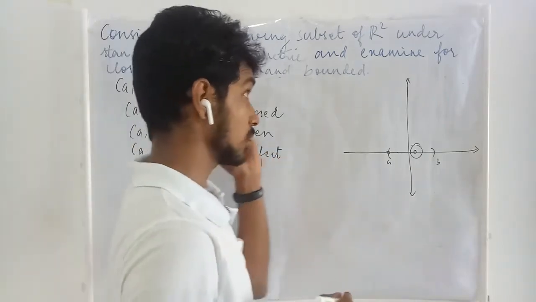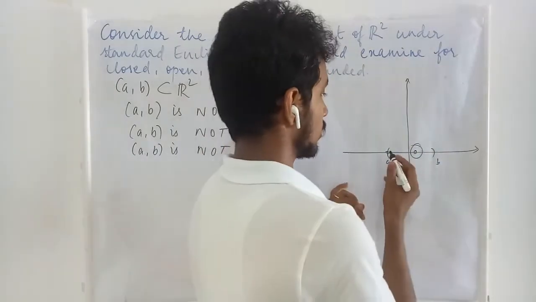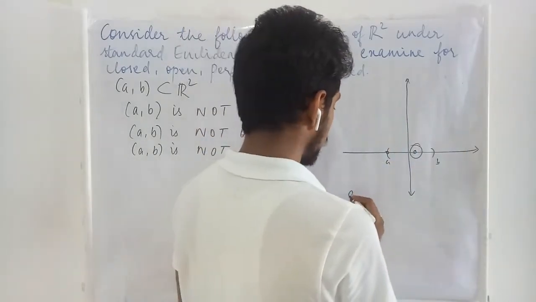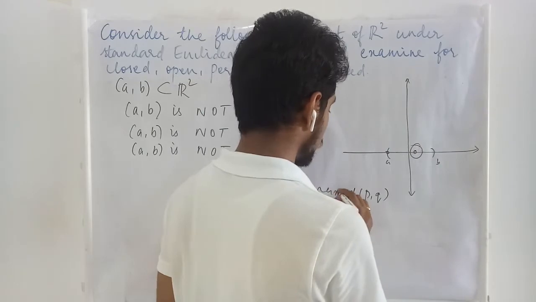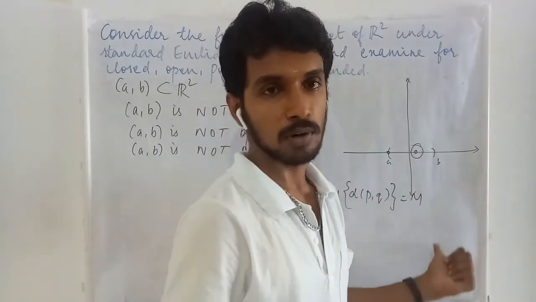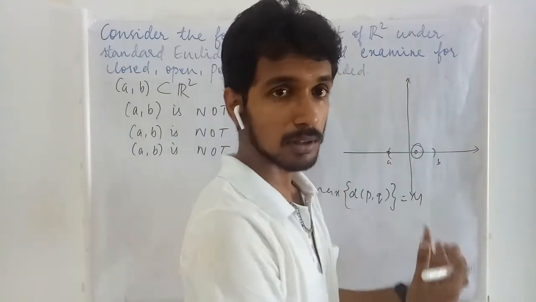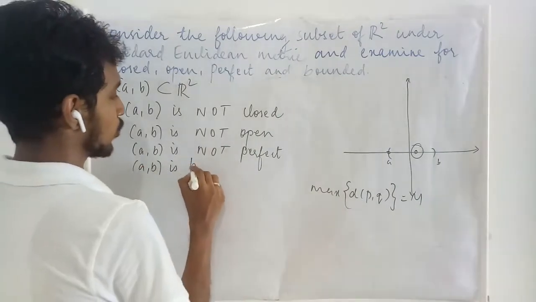It is left to check whether this is bounded or not. Yes, it is bounded, because as in the previous cases, you can find the distance between these two points and take the maximum of this distance to be m, and this set is bounded by this value m. Even if it is a bigger value, it is going to be some finite value. So this is bounded.